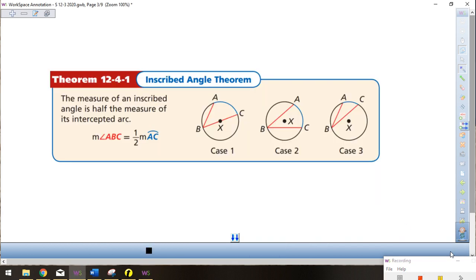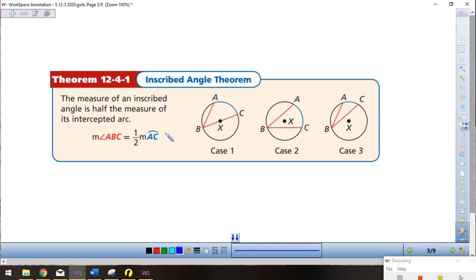There are some properties that we have with them. The measure of an inscribed angle is half the measure of its intercepted arc, which means this angle is half the measure of this arc, this angle is half the measure of this arc, and this angle is half the measure of this arc. Now again, my inkwell is not working, so this is all written with my mouse, so I do apologize. If you have questions, please let me know.